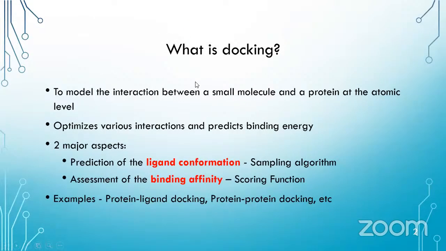There are several different ways that a protein and a ligand can interact. Molecular docking helps you model that and study the interactions. There are two aspects of any interaction. One is to see what it looks like, and the other is to quantify the amount of energy released in it. To see what it looks like, we use a sampling algorithm, and to quantify the energy, we use a scoring function. There are several types of docking, like protein-protein docking and docking a metal ion into a protein, a ligand, etc. But I'm going to be talking about protein-ligand docking primarily.